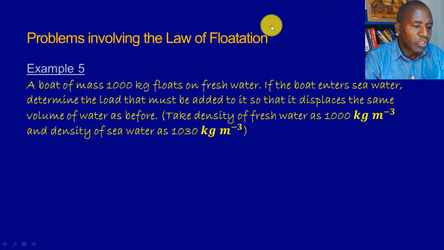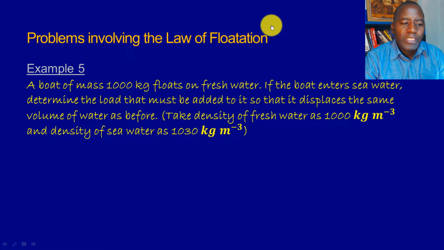And let's go straight to the question. In the question, we are told that a boat of mass 1,000 kilograms floats on fresh water. If the boat enters seawater, determine the load that must be added so that it displaces the same volume of water as before. And of course, you can take the density of fresh water to be 1,000 kilograms per meter cubed and that of seawater to be 1,030 kilograms per meter cubed.